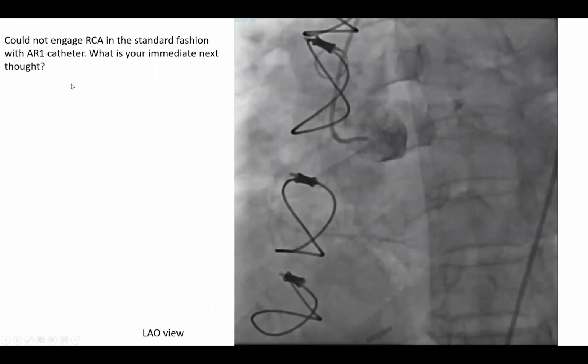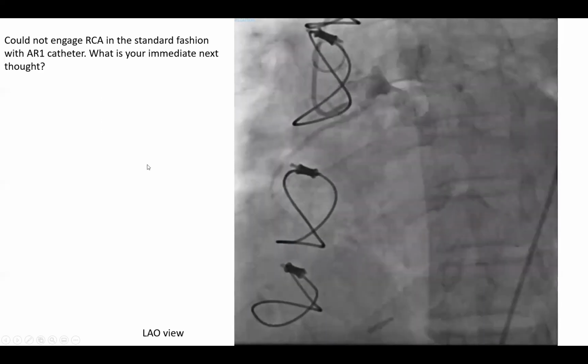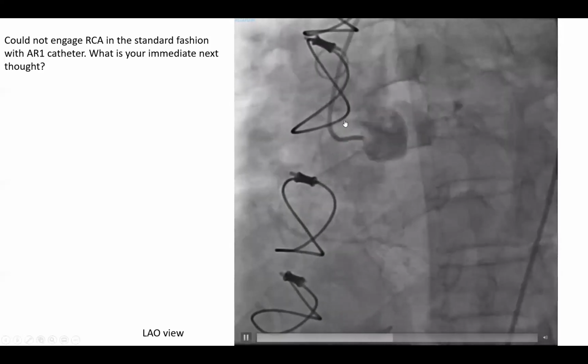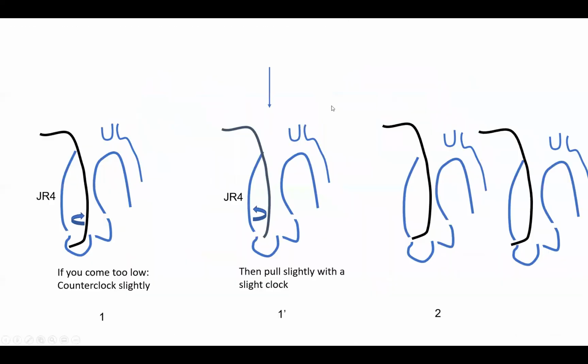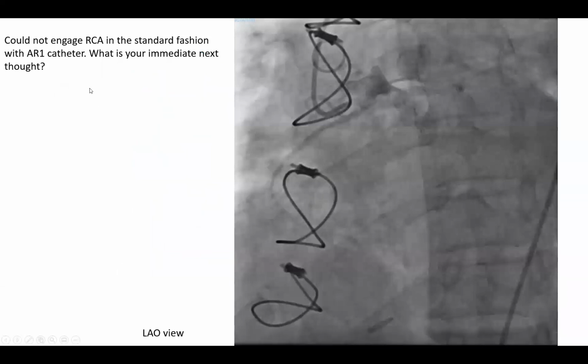This is an important idea, a very common idea. We could not engage the right coronary artery in the standard fashion. We started at the valve, pulled with a clock, made our catheter look this way at various levels, and we could not engage the right coronary artery. What is your next thought? You always need to know that. It's extremely common. Don't try to engage the right coronary arteries if you don't know this idea. So the immediate next thought is what? Can somebody put the answer in the chat box?